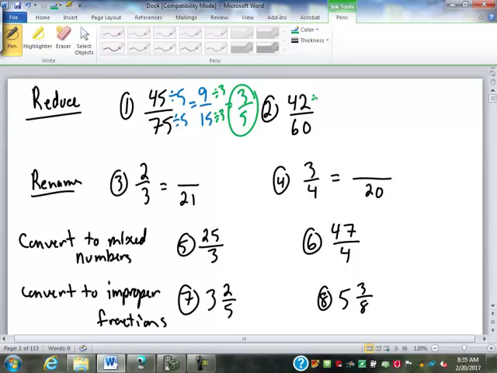42 over 60, both can be divided by 6. Good. 42 divided by 6 is 7, and 60 divided by 6 is 10.